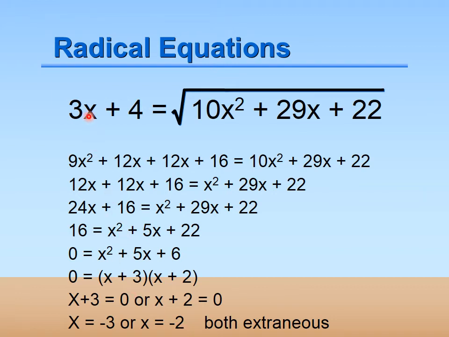However, if x equals negative 3, I'll get a negative number set equal to a radical. So it can't be x equals negative 3. But if I get x equals negative 2, I'll get another negative number, which means both of these answers are extraneous. Neither of them work. No solution.